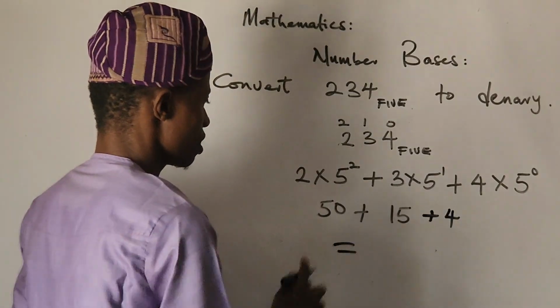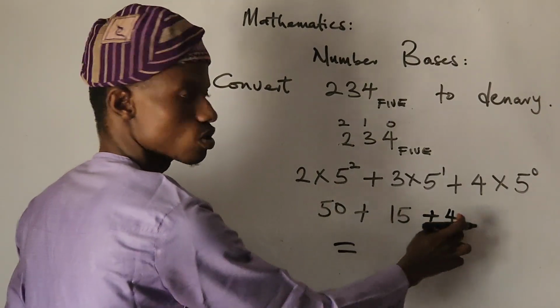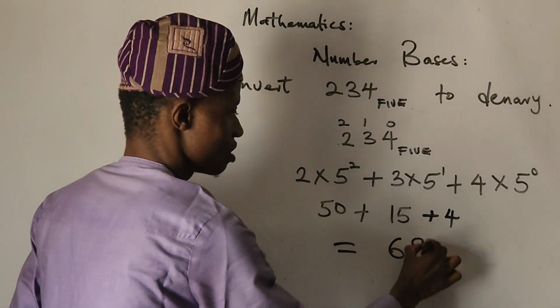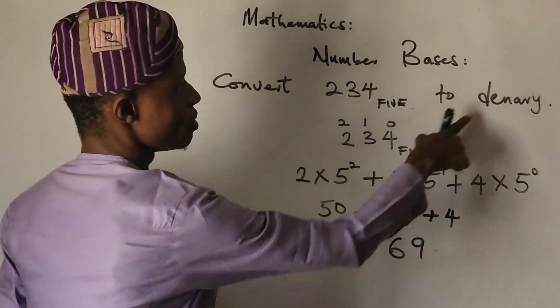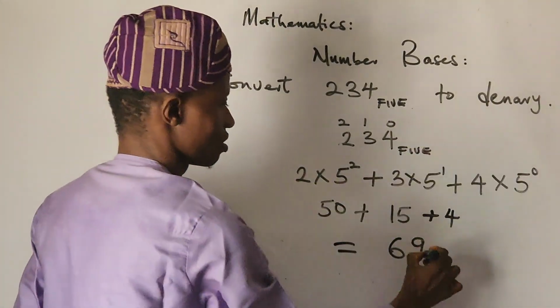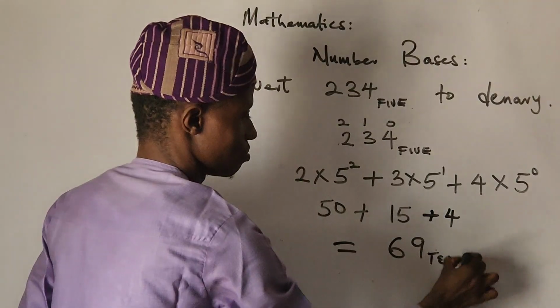And my final answer is 65 plus 4, which is 69. To which base? To denary. Base 10.